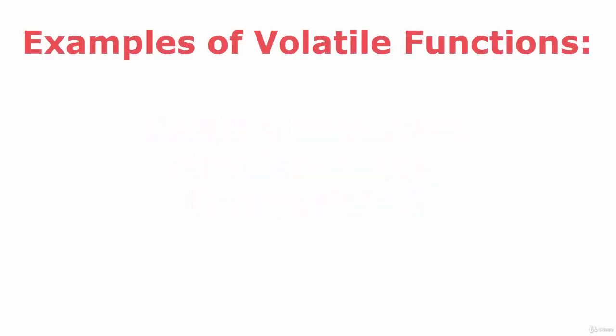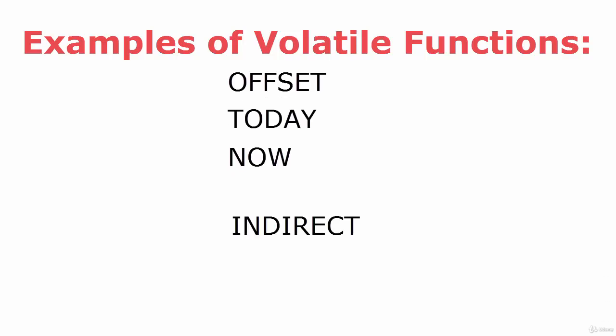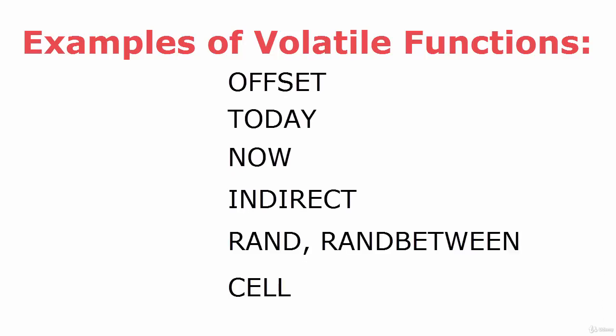Some examples of volatile functions are OFFSET, TODAY, NOW, INDIRECT, RAND and RANDBETWEEN, and CELL. Now, if you're an intermediate Excel user, chances are that you already are using some of these regularly, especially the OFFSET function in your reports. I have a lot of OFFSET functions in my reports. But this doesn't mean that OFFSET is going to slow down your file. So you should just be aware that it could have an impact depending on the complexity and the overall size of your workbook.